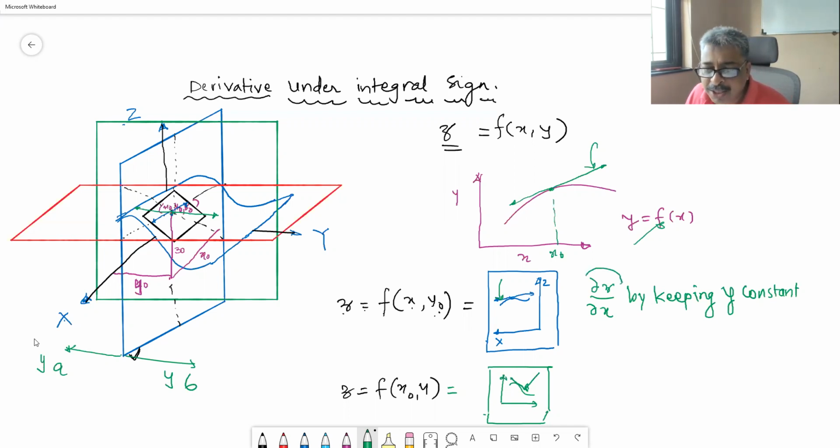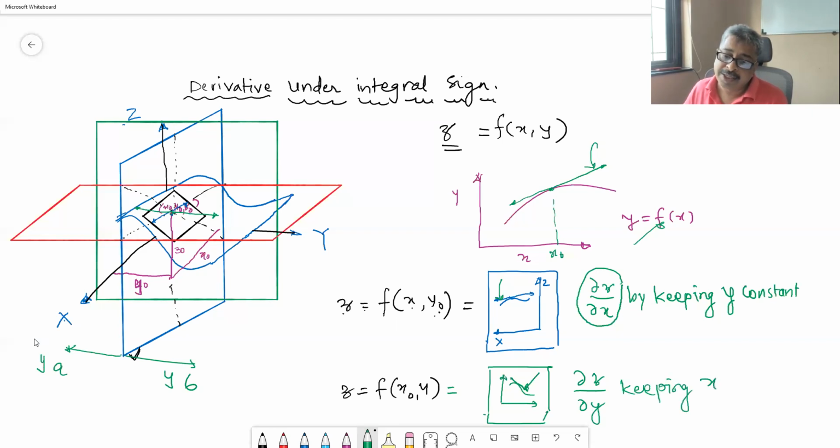And therefore this partial derivative notation, what does it mean? You are differentiating with respect to only one variable, keeping every other variable constant. If it is multidimensional calculus, it is going to be the same. You are keeping all other variables constant. It is difficult to visualize, but it will work. And here you will do del z by del y, keeping x constant. That is why that different partial derivative notation is there.